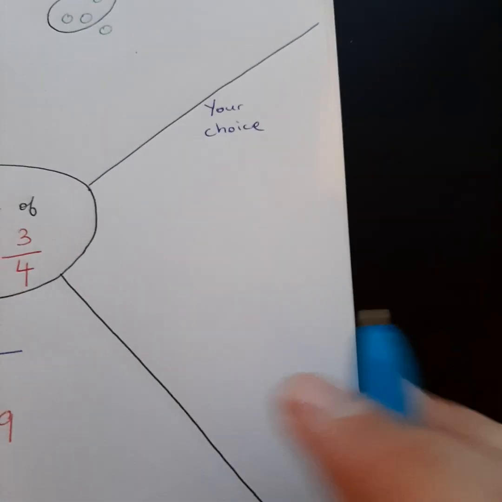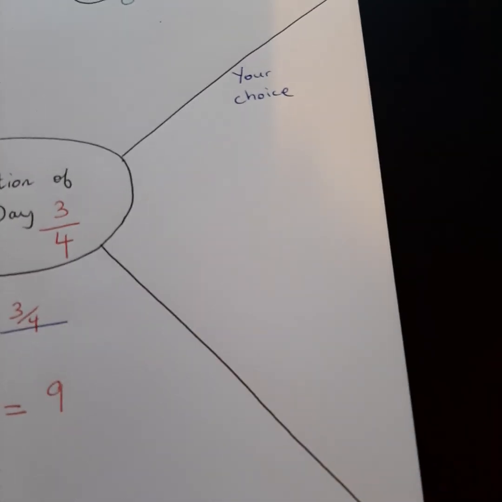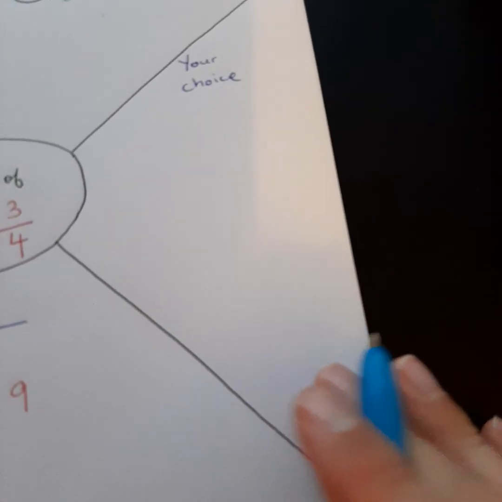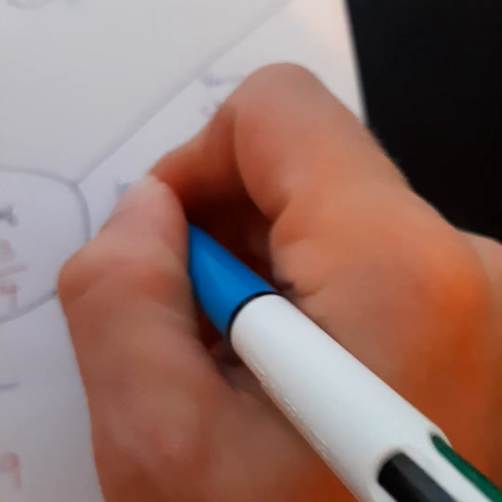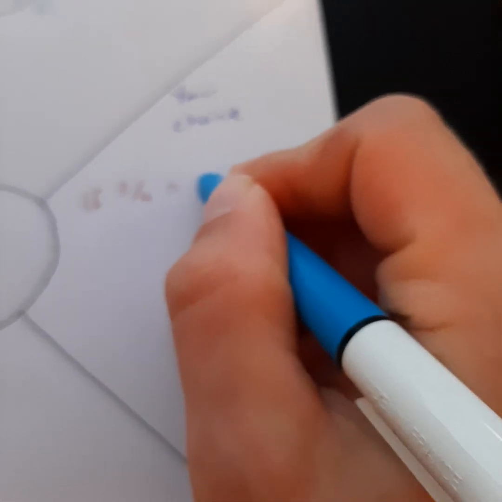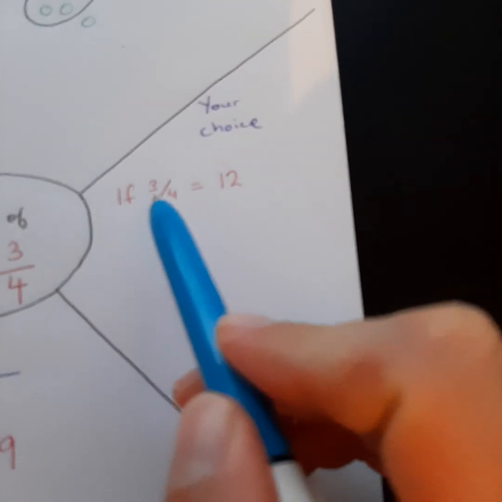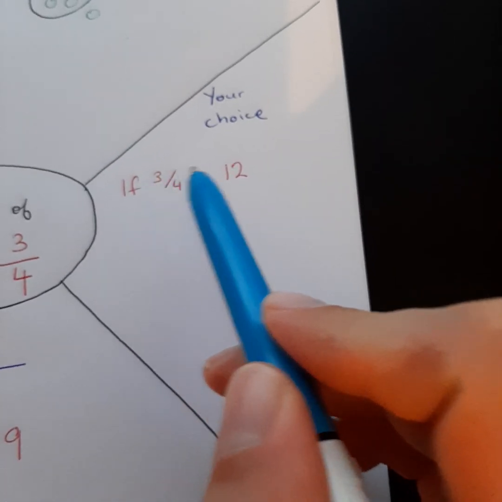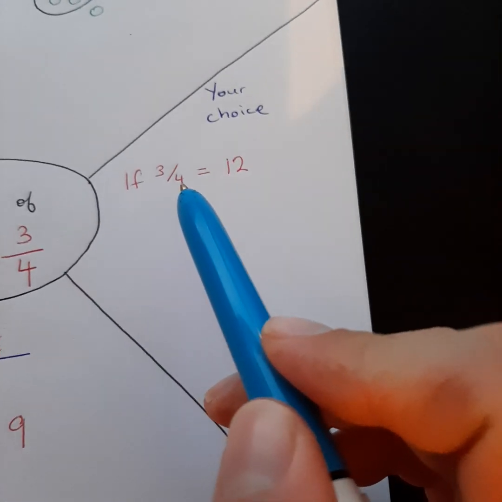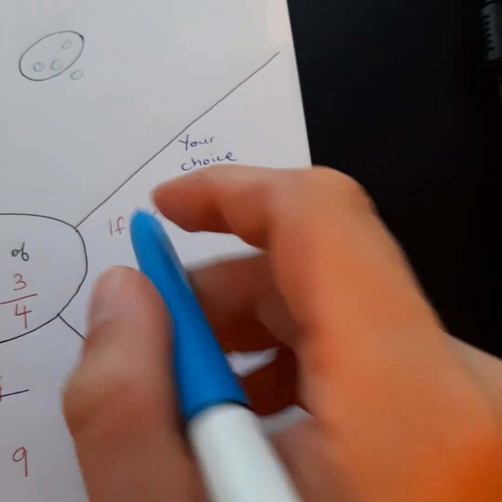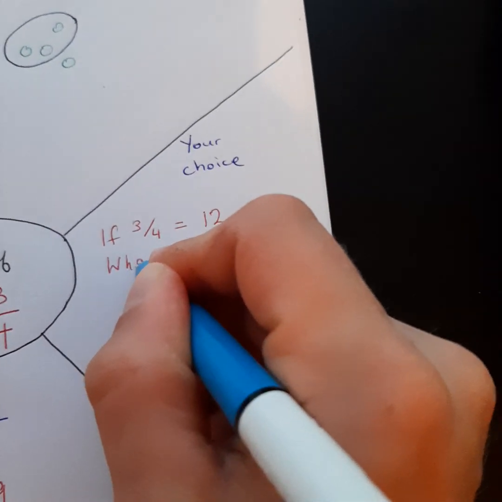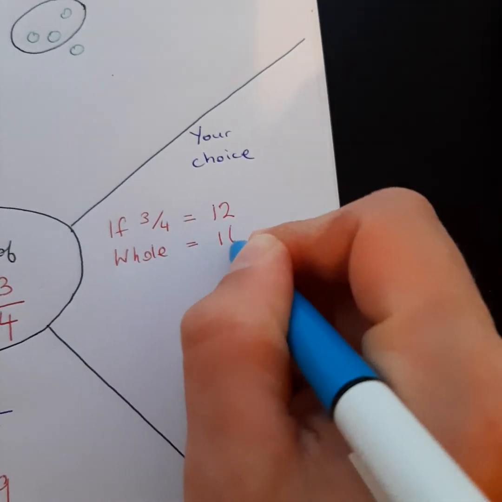And then in your final box, it can be your own choice. So it could be something like find the whole number if 3/4. So if 3/4 of a number equals 12, what's the whole number? So this is where I do the opposite. I'm dividing by the top and multiplying by the bottom. So 3 into 12 goes 4, and 4 fourths are 16. Then if 3/4 is 12, then whole is 16.